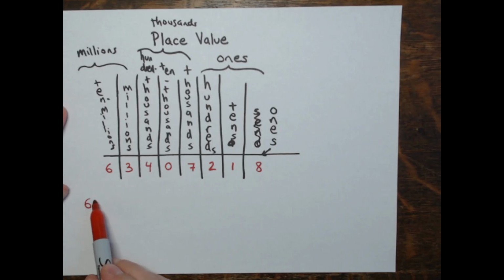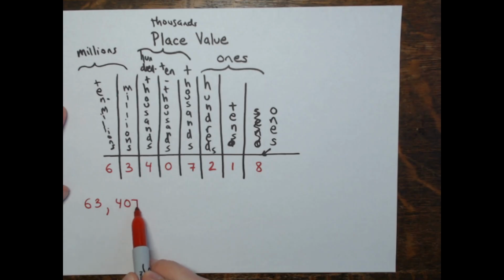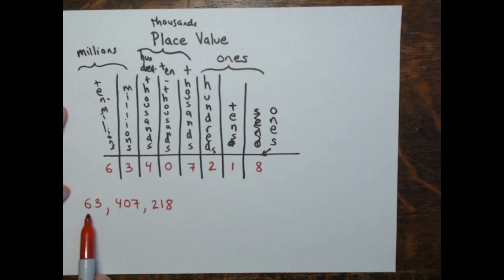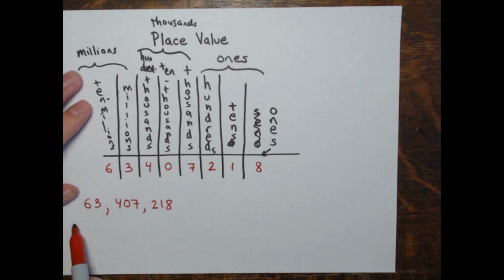So again, they separate the periods by commas, right? So it's the millions period, comma, the thousands period, comma, then the ones period. And again, when they say the name of the number, they go by period. So this would be 63,407,218. And again, for the last period, the ones period, typically the word ones is not said.